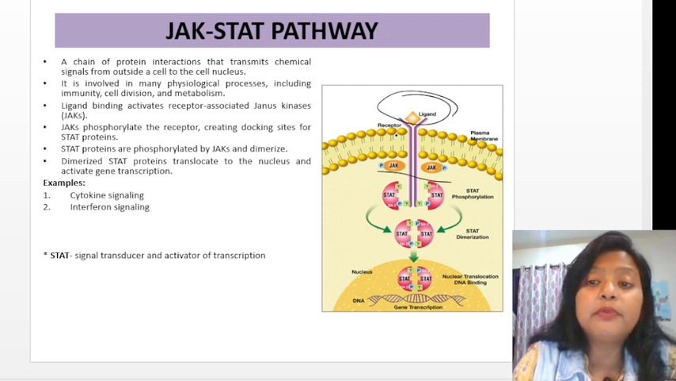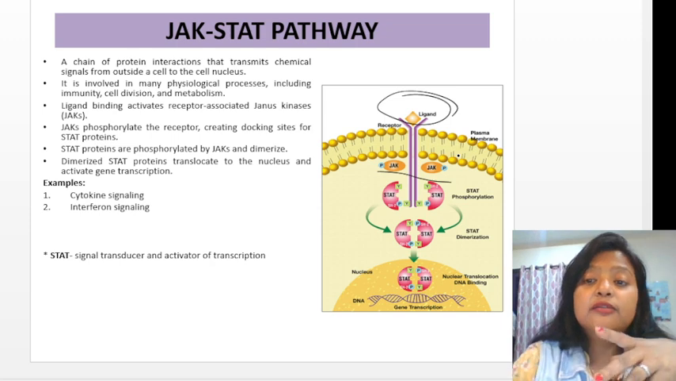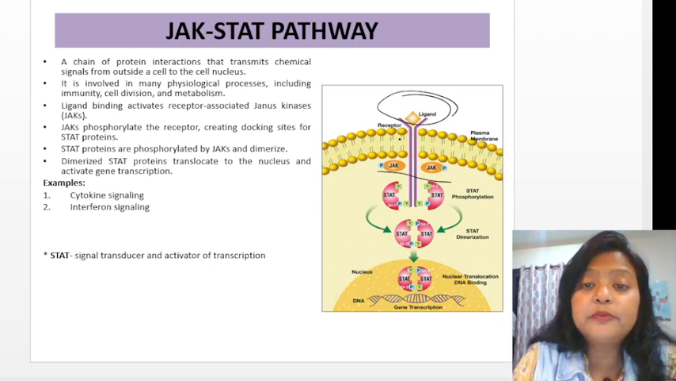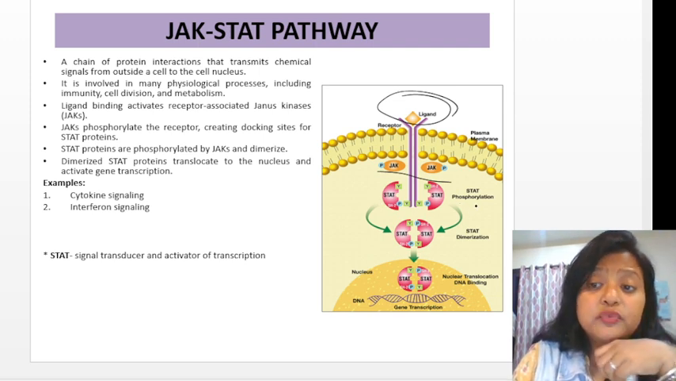This receptor is attached with this JAK. They are together associated with JAK. So when the ligand binds here, the receptor and JAK will get activated, and when they activate, JAK will phosphorylate the receptors, and it will lead to STAT phosphorylation.